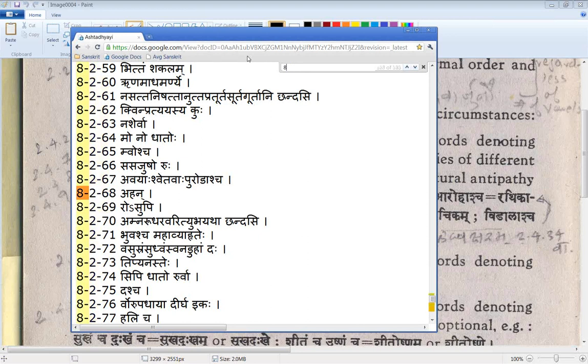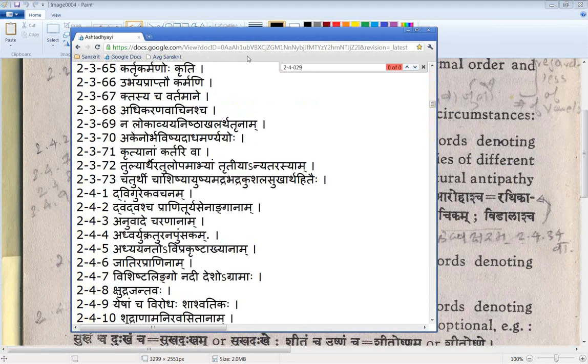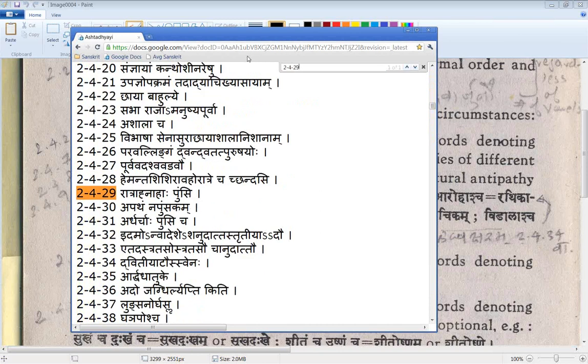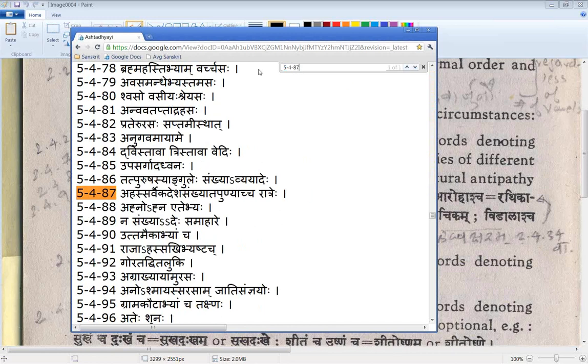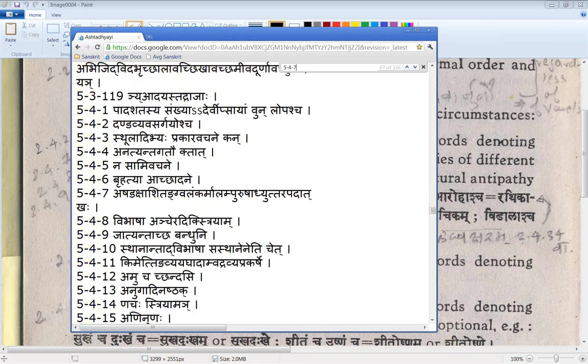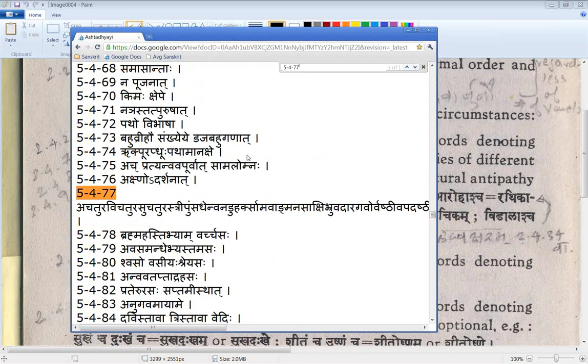And then we also saw one rule which specifically said pumsi. Pumsi was when we were doing ratra, ahna, aha. These we'll see next time, when we see some of these later on. We only use one part of this today, the ratra part. Same thing with 5.4.87, we only used the ahan part today. Same thing with 5.4.77, we only used a few of them today. We're going to come back to these when we look at the other compounds.